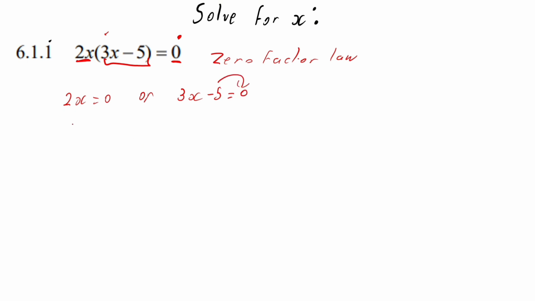3x minus 5 is equals to 0. Take the 5 to the other side, divide both sides by 2, x equals 0, or 3x is equals to 5, divide by 3, divide by 3, make x alone, x equals 0, or x is equals to 5 over 3. And those are your two final answers.